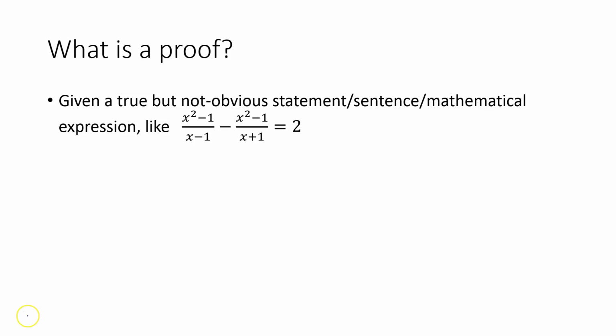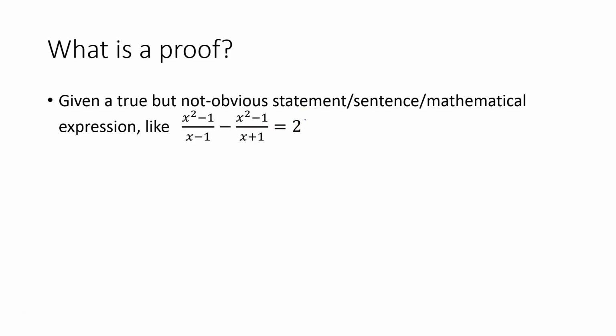So what is a proof? Well, a proof is where you're given something that's true, but it's not necessarily obvious. You might call it a statement or a sentence or a mathematical expression, or sometimes you'll hear it called an identity. But it could be just something like this. This is just an algebraic statement. x squared minus 1 over x minus 1 minus x squared minus 1 over x plus 1 equals 2.